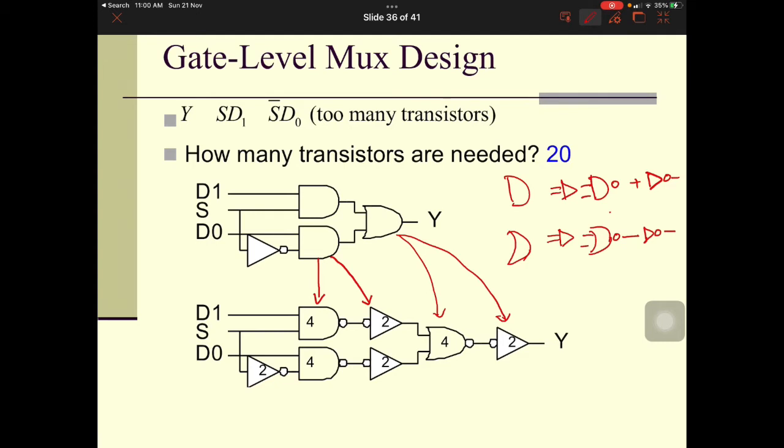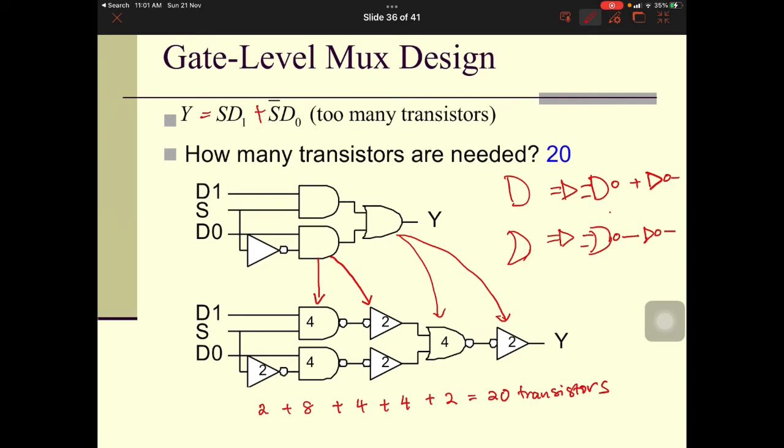So the total number of transistors needed is, firstly, the first inverter has 2 transistors. Each NAND gate has 4 transistors as we showed before. So 2 plus 8 plus each of these inverters has 2 transistors plus 4 plus another 4 from the OR gate plus another 2, then you get a total of 20 transistors to perform this equation.